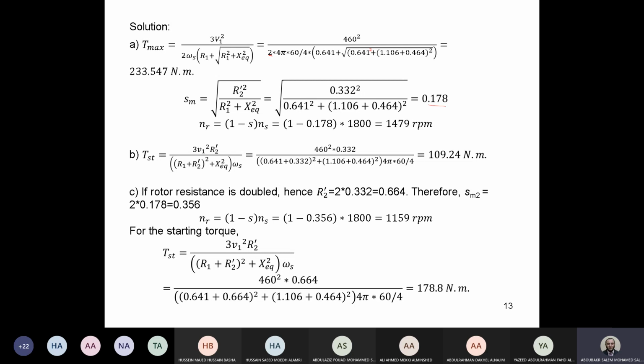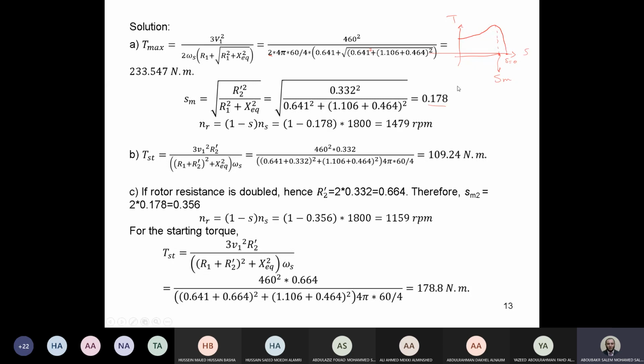If we draw the torque-speed characteristic, it will be something like that. So this is NS, where S equals 0, and here S equals 0.178. This is S maximum. This is T, and this is S.